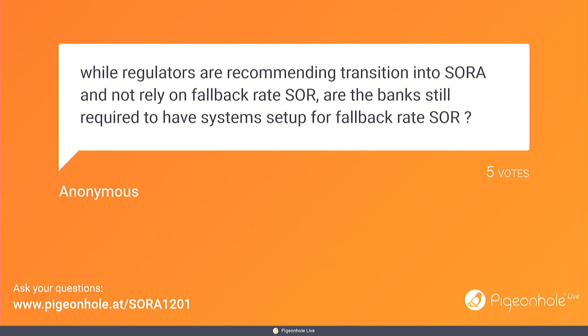So I think the way to look at this is that if you have an inventory of SOR loans or derivatives where, as a bank, transition to SORA is not expected, then you will need to have some way to value the derivative product and also determine the SOR, the fallback rate SOR interest calculations on the loan side. So for those reasons, I'd expect most banks to have the system capability to address fallback rates. But any comments from Jonathan, Matt?